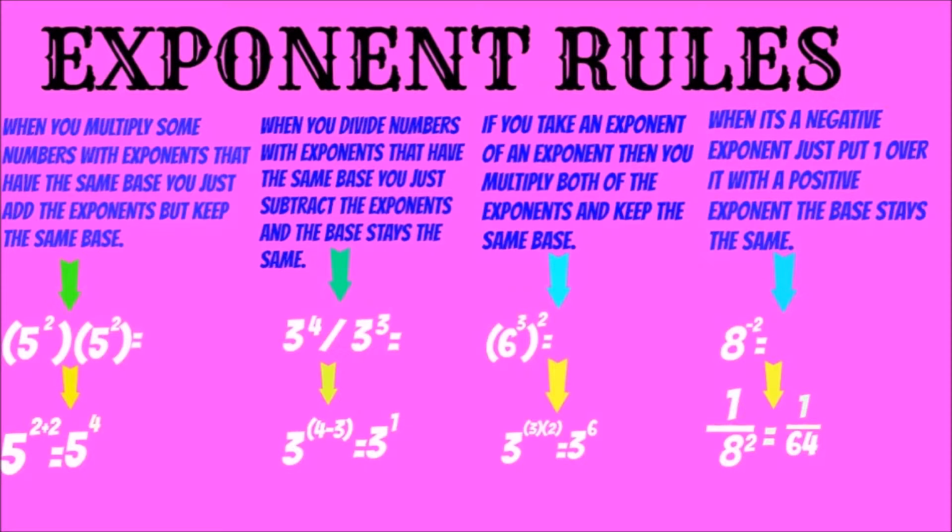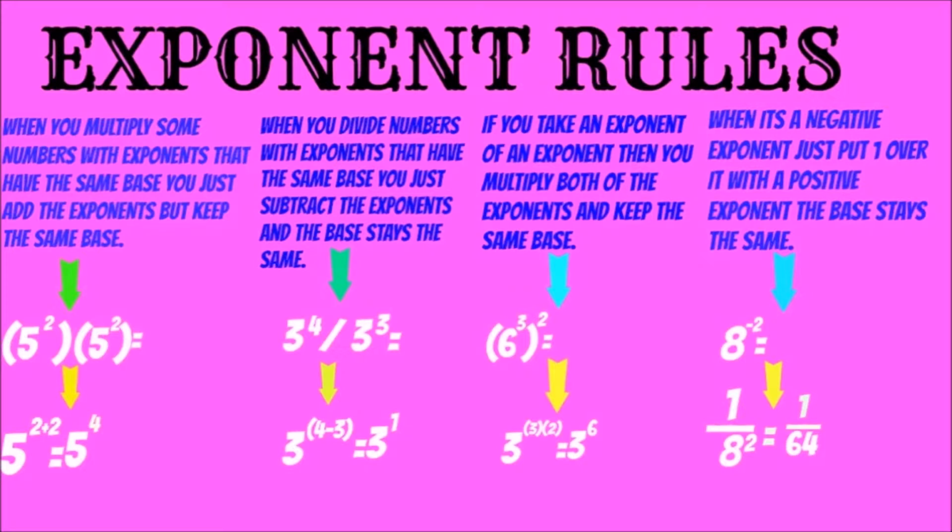The third rule is if you take an exponent of an exponent, then you multiply both of the exponents and keep the same base. So basically you are just simply multiplying the exponents, because of course it's outside of the parentheses, so you would just be multiplying 3 times 2 and you would get 3 to the power of 6.